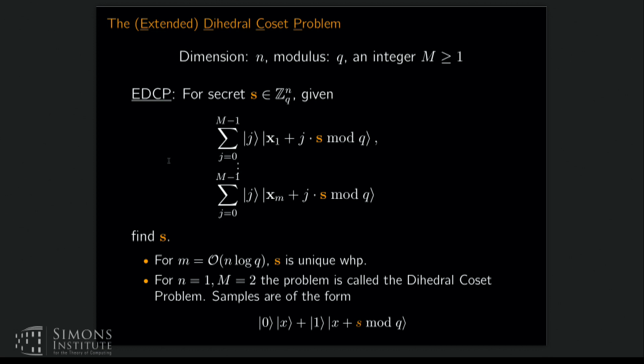So what is a dihedral coset problem? It's essentially given to you, instead of m minus 1 samples, just m equals 2. So this corresponds to this kind of samples. And also for the dihedral coset problem, we usually assume that n is 1, so the dimension is one.